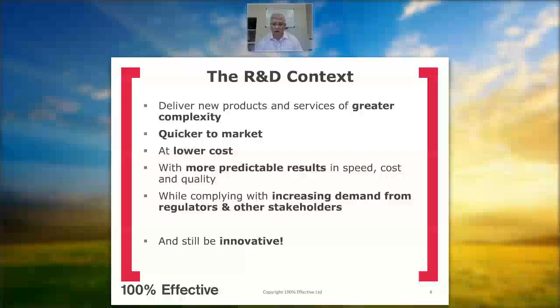And despite all this, R&D also has to satisfy pressures from society to comply with environmental, product safety, and competition regulation, for example. And yet we still have to be innovative. In the next 25 minutes, I hope to show you how a continuous improvement approach, like Lean Six Sigma, can help R&D organizations come to terms with these factors.